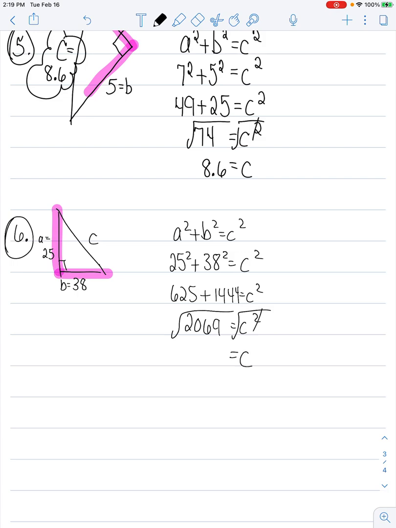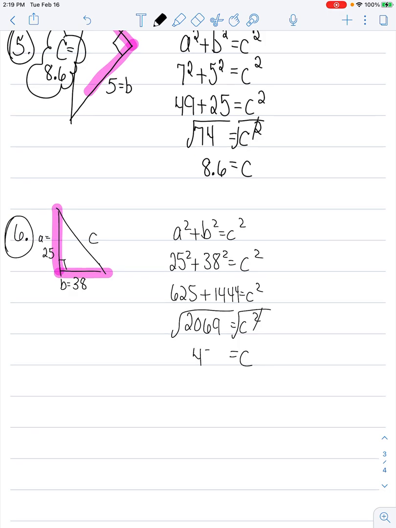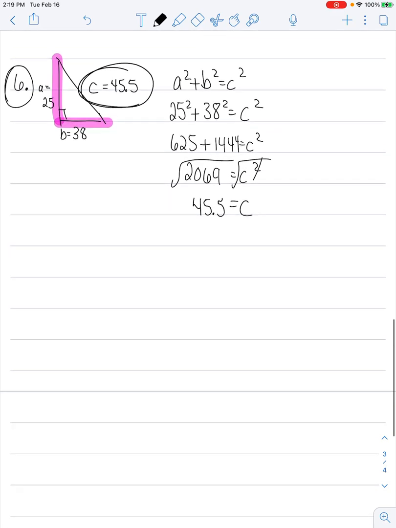So the square root of 2069 is about 45.5. So my missing side is about 45.5 units long. Let's try one more where we have to find the c.